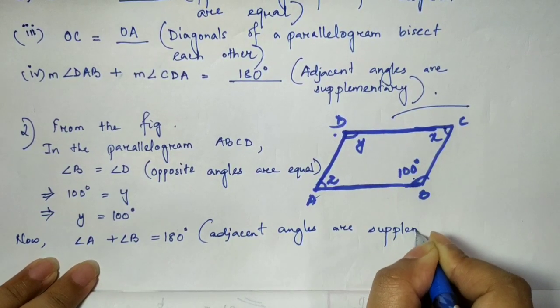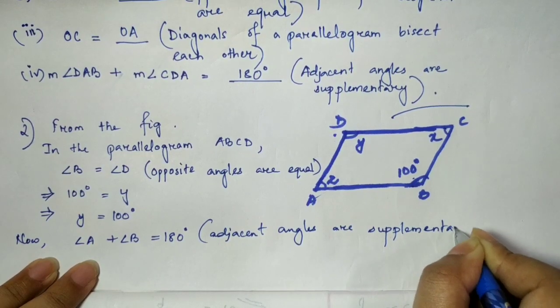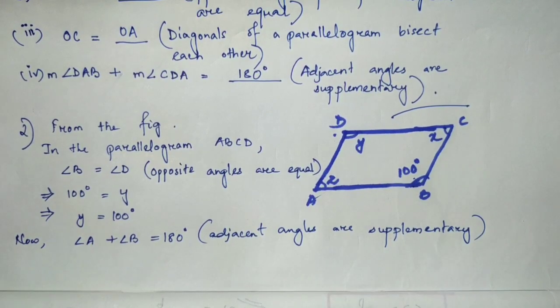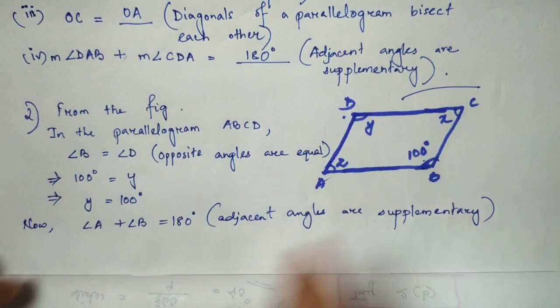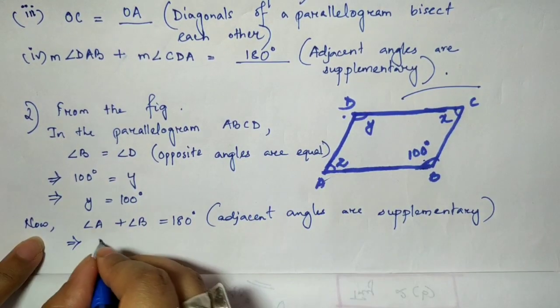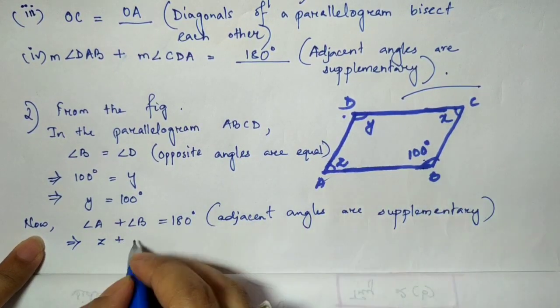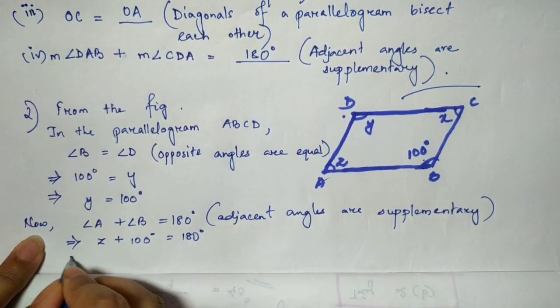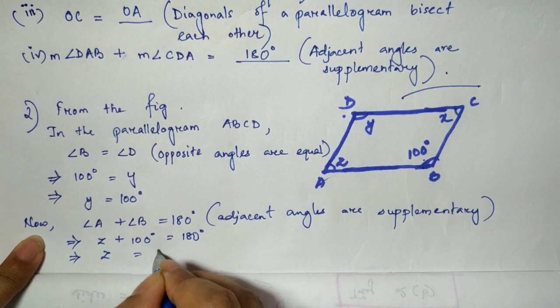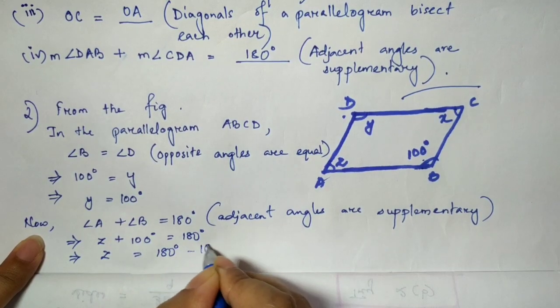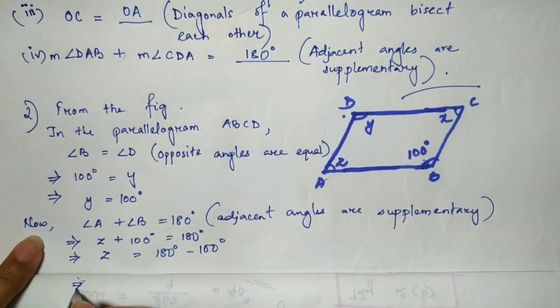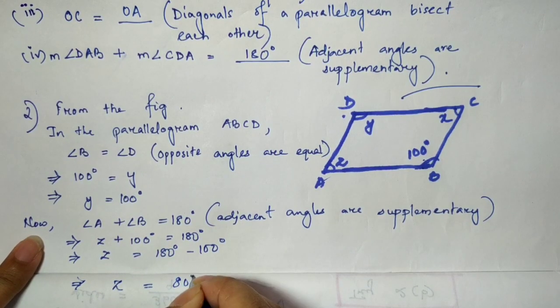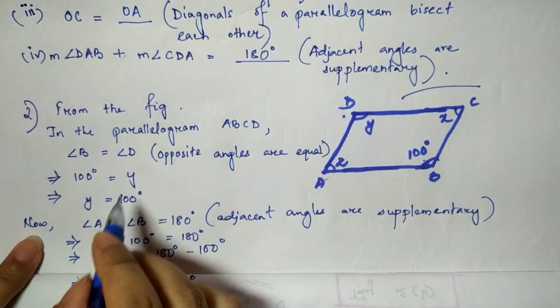So we'll be using the different properties of different types of quadrilaterals to solve the sums here. So angle A is z, angle B is 100 degrees, and this is 180. Let's solve the equation. z equals 180 degrees minus 100 degrees. So this implies z will be equal to how much? 80 degrees. So I got now x, y and z.